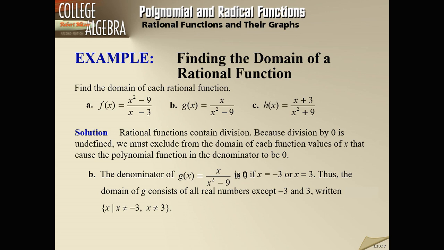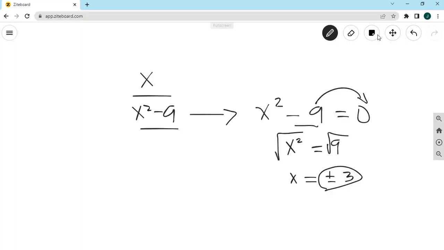For letter C, we have h of x equal to x plus 3 over x squared plus 9. Okay, so ito, ang mangyayari lang naman dito, papakita ulit natin, isa-solve ulit natin siya. Again, that is x plus 3 over x squared plus 9.